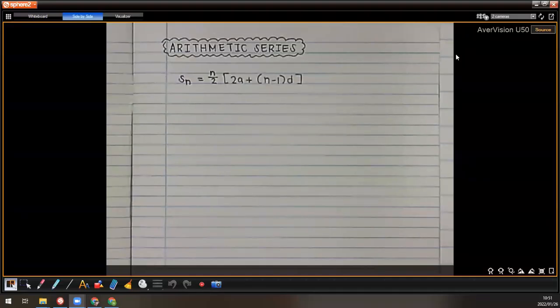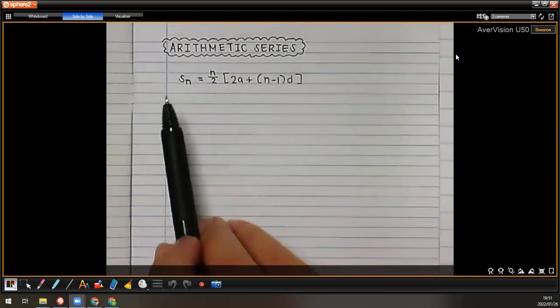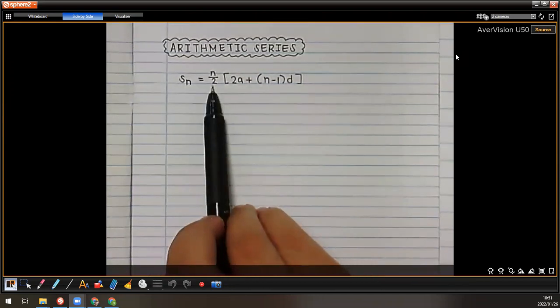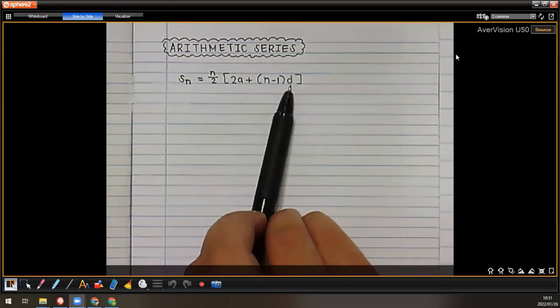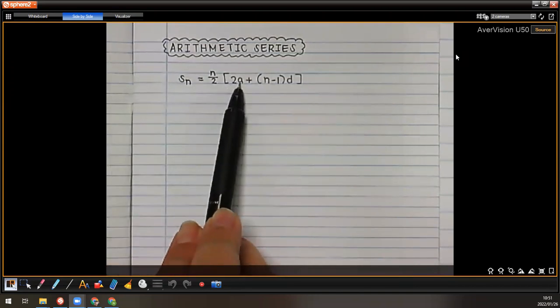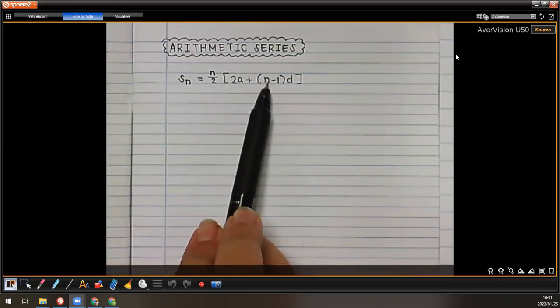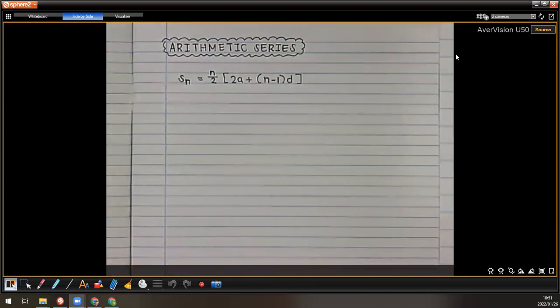Okay, today we are looking at the proof of this formula. If you have started arithmetic series, then you would have learned this formula, that the sum to n terms is given by n over 2, and then in brackets 2a plus n minus 1 times d. We remember that n is the number of terms, a is the first term, and d is the constant first difference.